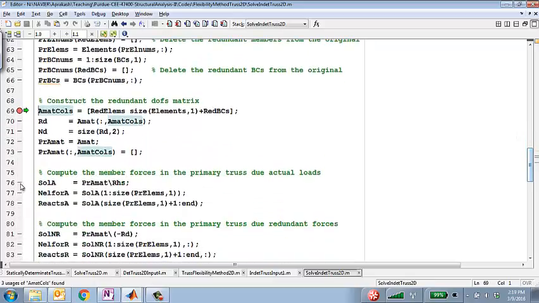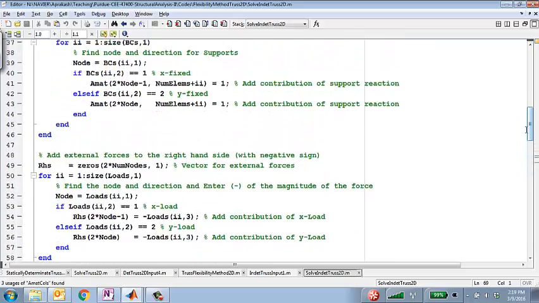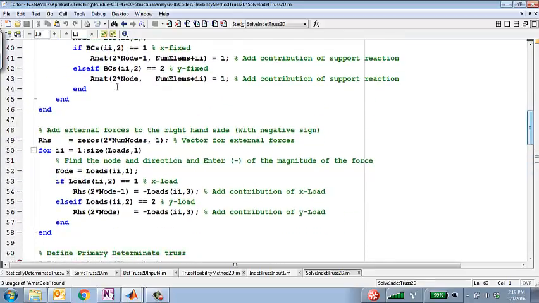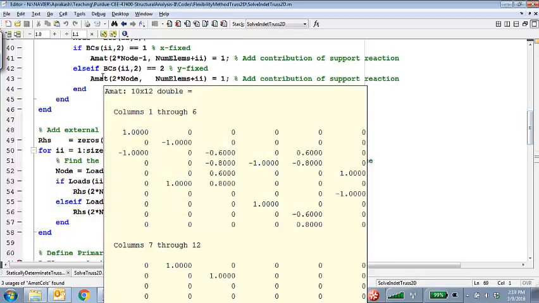I'll also show you another thing here. The A matrix is 10 cross 12. Can anybody tell me why it is 10 cross 12? Say that again? No. There's 5 nodes, right? There are 5 nodes, Ivan. Right, so if you remember for the statically determinate structure, it was 10 cross 10. There were 5 nodes and 5 times 2, 10 equations. So it was 10 cross 10.